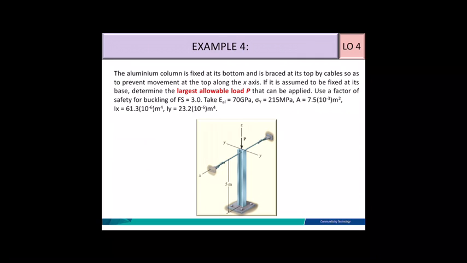The area is 7.5 times 10 power of negative 3 meters square. IXX and IYY is given. If you look at this figure, the column is braced at X axis. This is your X axis, while the opposite is a Y axis. And then you need to determine the allowable load. What is your allowable load? Given to you, the factor of safety is equal to 3.